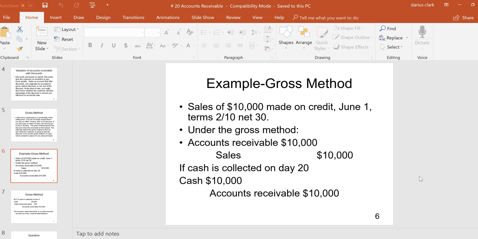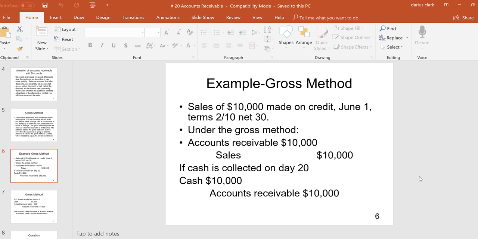Look at six. There's sales of $10,000 made on credit June 1st. Terms of 2/10 net 30. Well, under the gross method, we're going to ignore the 2/10 net 30 and just record it gross. Accounts receivable $10,000 debit, credit sales $10,000. That's the gross method. Pretend there's not even any discount and just record the sale gross.